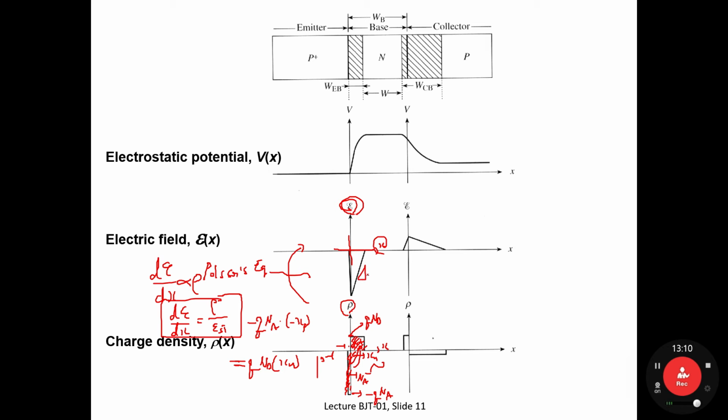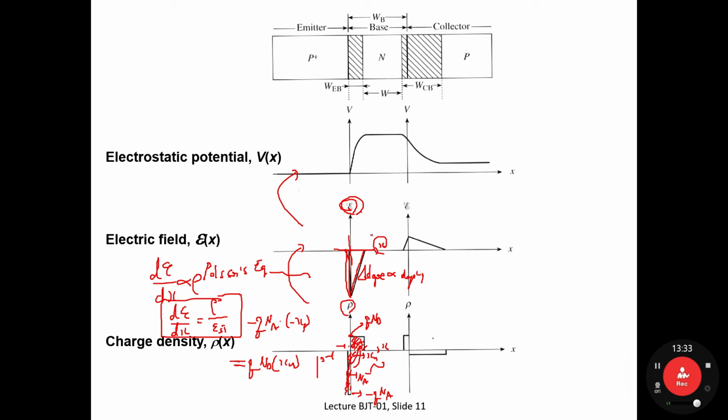And definitely this slope is proportional to the doping concentration. So if your doping concentration is very heavy, then you can see a very steep slope. But if your doping concentration is relatively lighter, then the slope is less steep. Okay. And what about the potential?